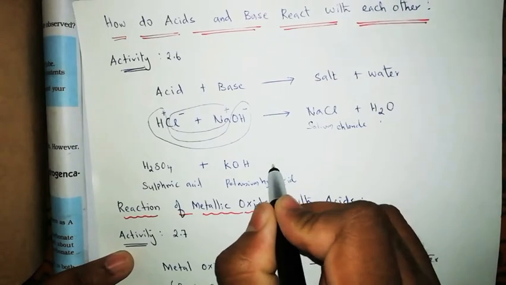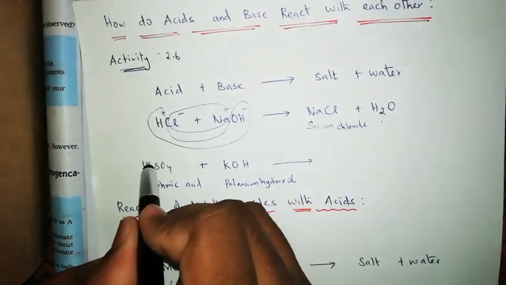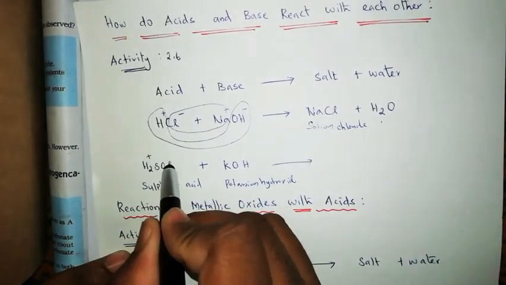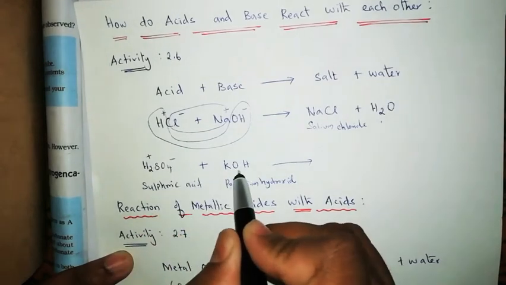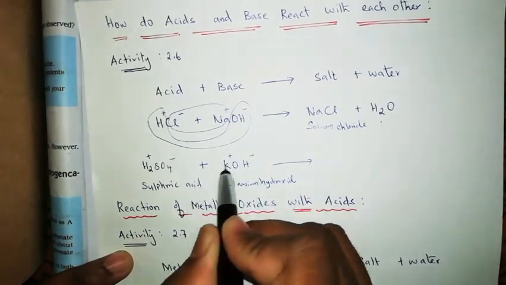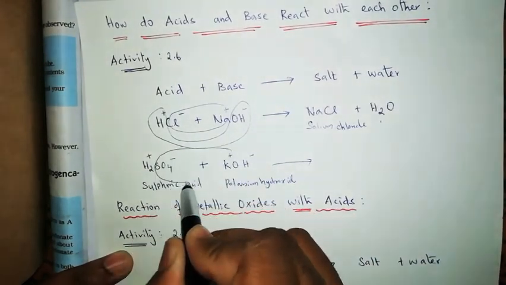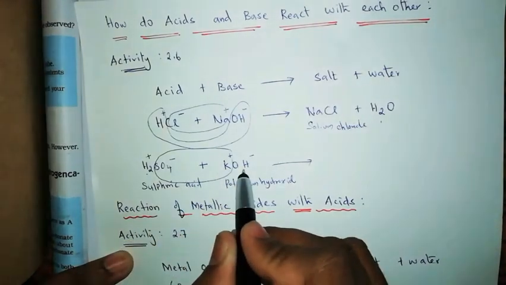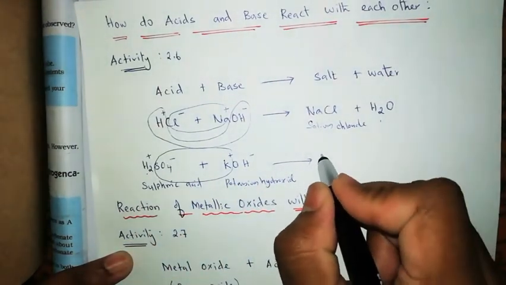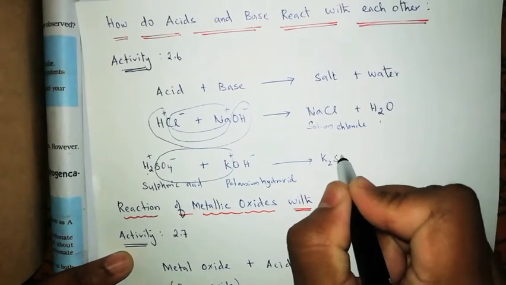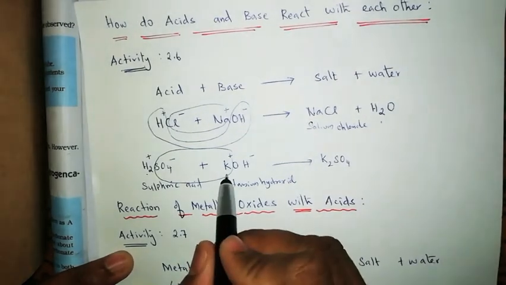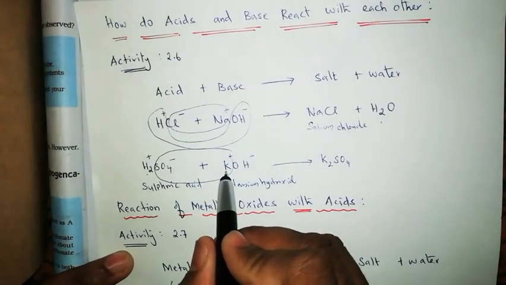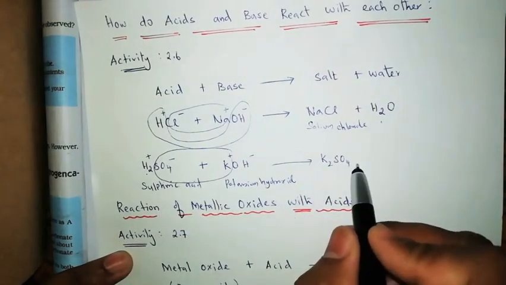So when we add these two, what happens again? H plus SO4 minus, K plus OH minus. So potassium combines with sulfate and H will combine with OH. Okay, what do we write? K2SO4. And you should know, potassium is a metal, so it always comes in front, and the sulfate comes next.